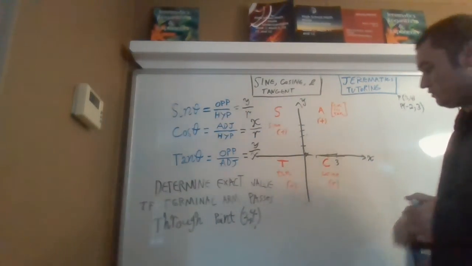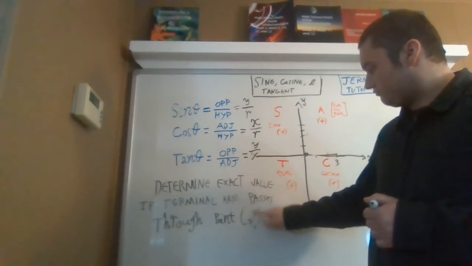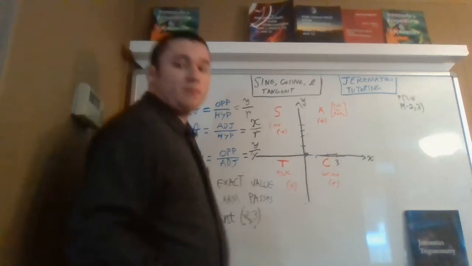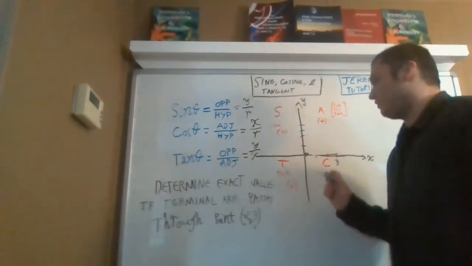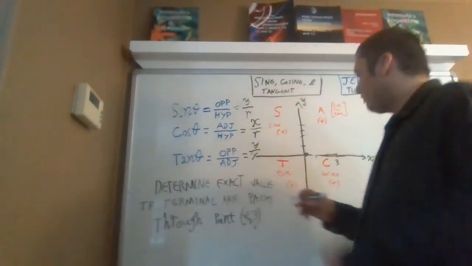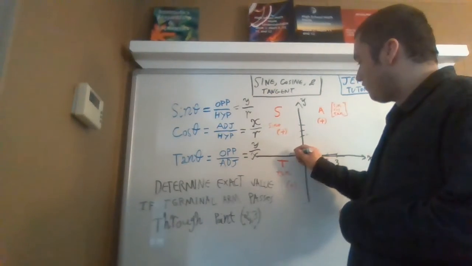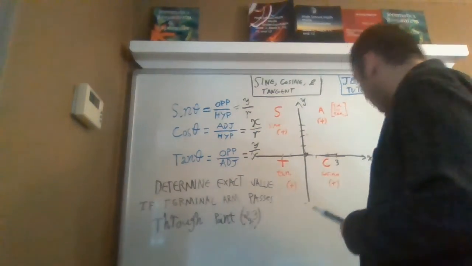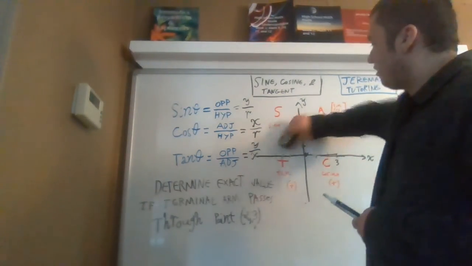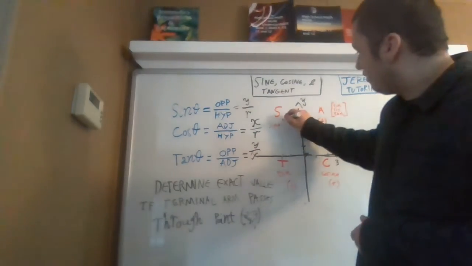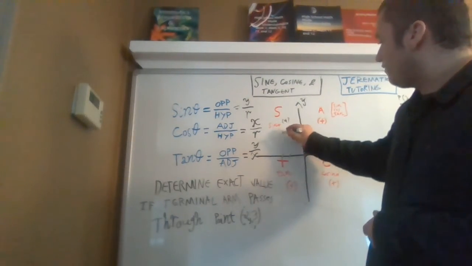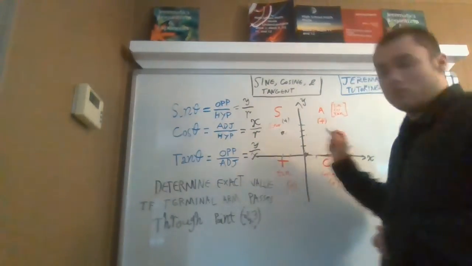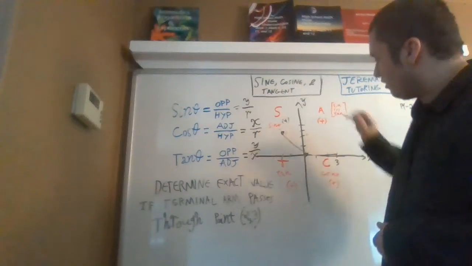Well, point negative 2, 3. So we got a point negative 2, 3 on the Cartesian plane. Where does negative 2, 3 lie? Well, negative 2, 3 is over here. So here's negative 2, and here's positive 3. So negative 2, 3 is right here. We connect the origin to negative 2, 3. That's our terminal arm.